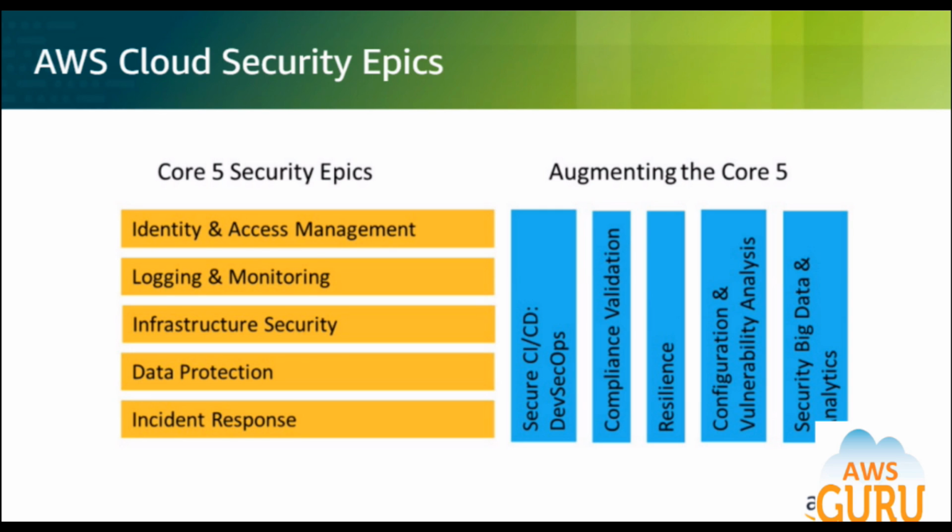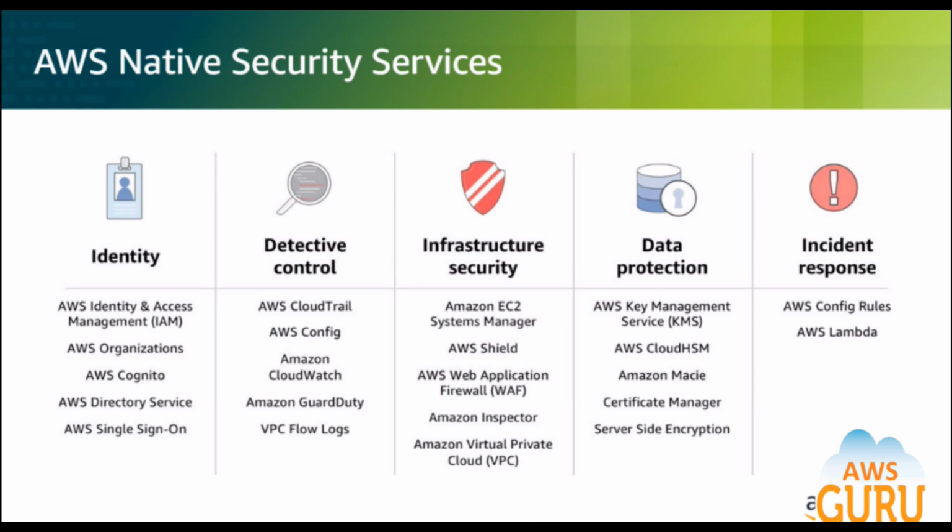Something I will mention again at the end is that these 5 epics are a great place to start. Make sure you do these things right. Once you feel you have a mature posture across these epics, move on to some of the others, like big data security, compliance validation, DevSecOps, and others.